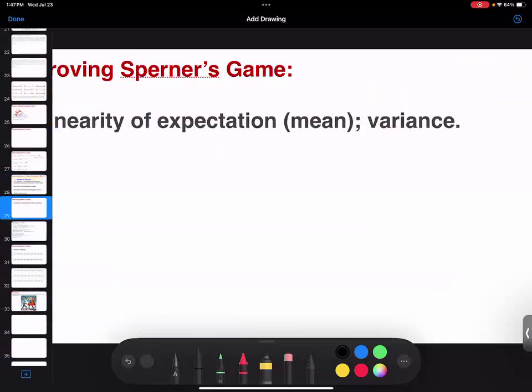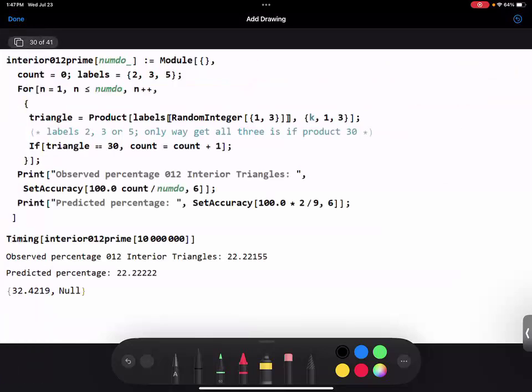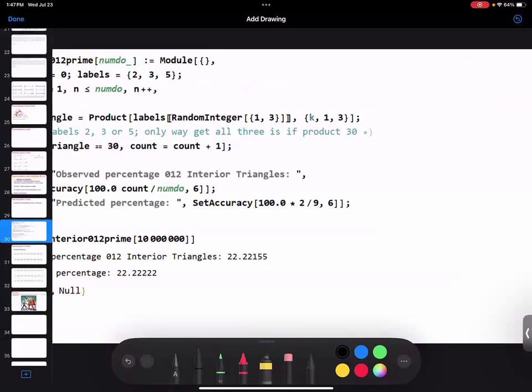If we had more time, this is just showing the simulations work really well. I think this was 10 million simulations. The predicted number was 22.222222. The observed was 22.22155. So pretty good alignment.